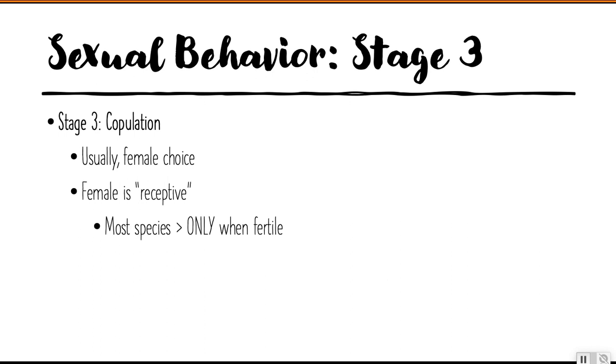For most species, females are only receptive when they are fertile. That's an important distinction to make about the differences between animals and humans. So most species will only mate when they are fertile. This is when they are more likely to produce offspring. It is usually when those females are ovulating.